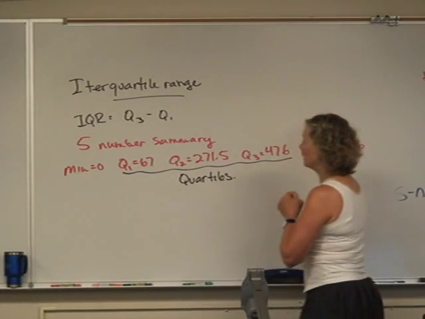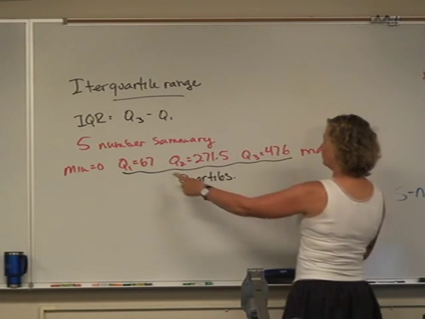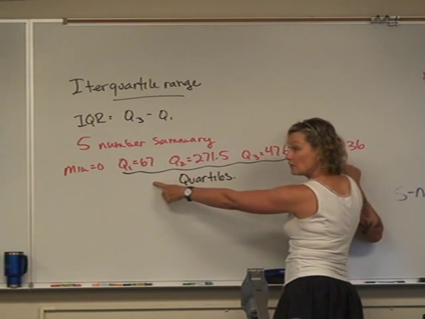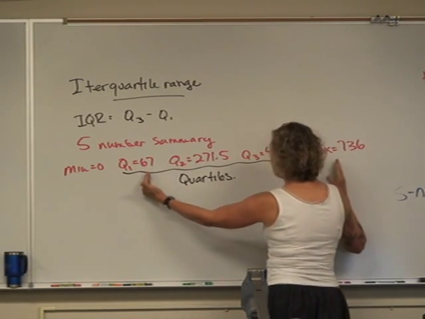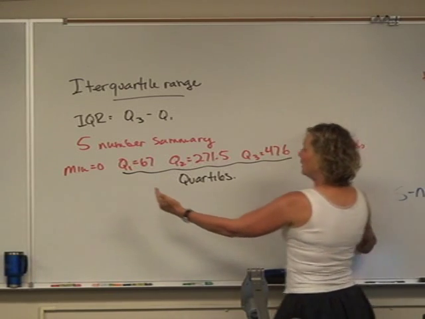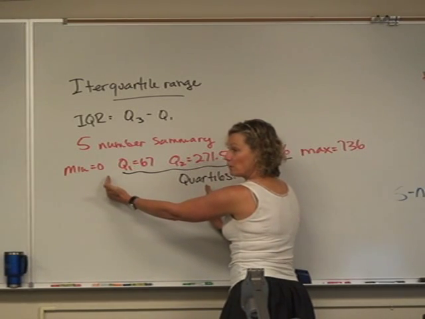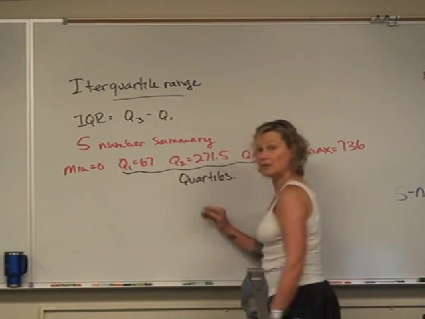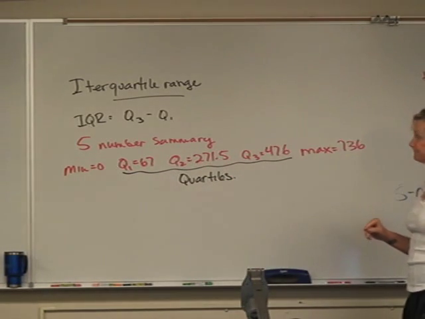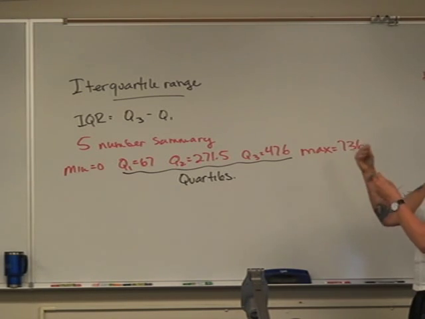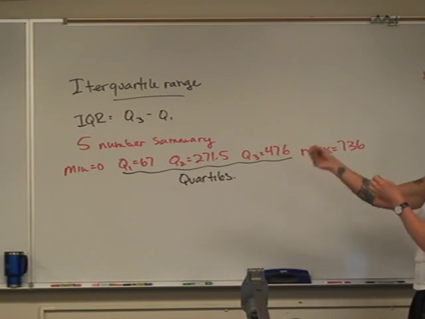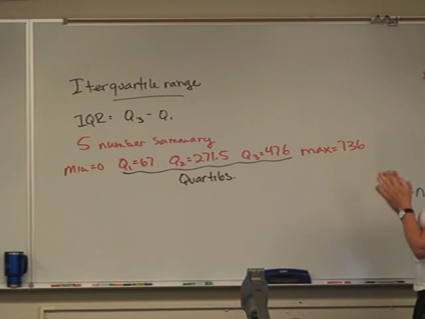How many Joliet Junior College students make between 67 and 736 in a week? 75%. How many make between 0 and 271.5 in a week? 50%. Right. So it's another way of looking at position within a distribution. Is your income in the first quartile? Is it in the second quartile? Whatever.